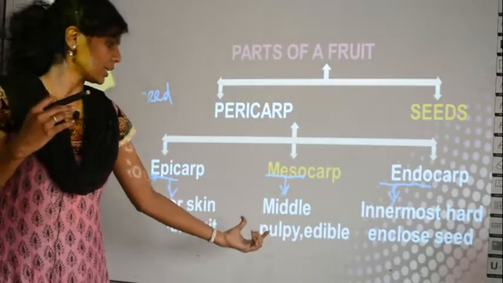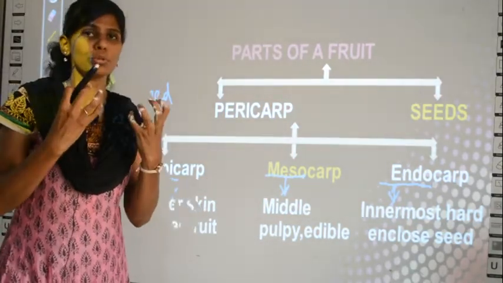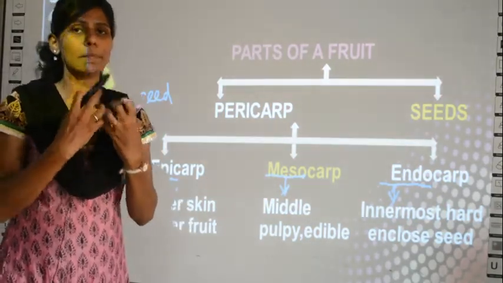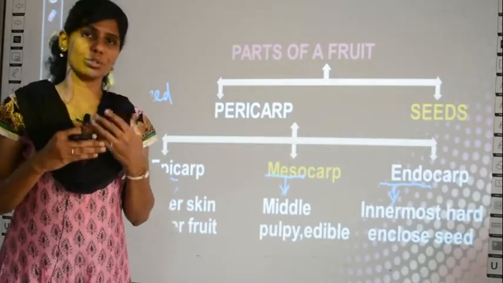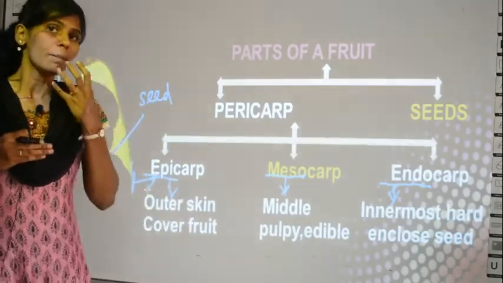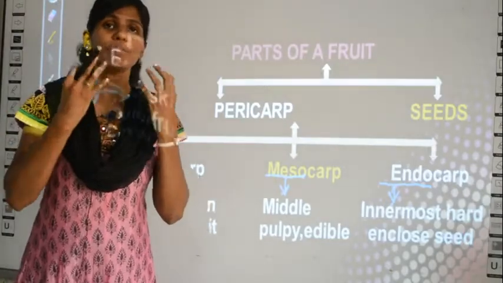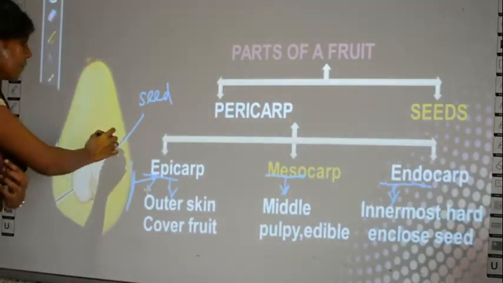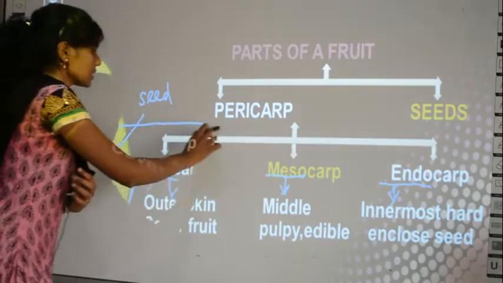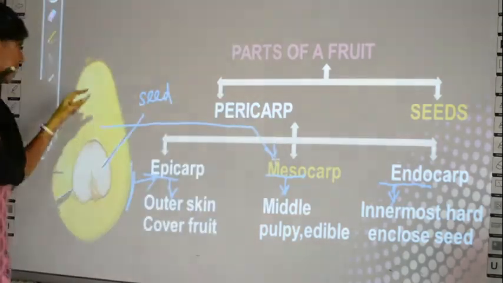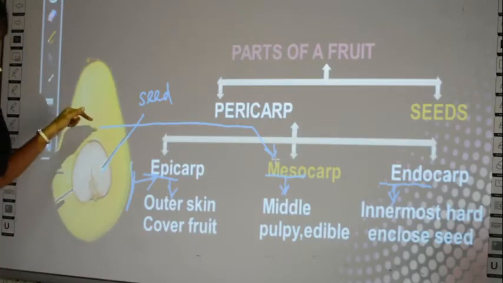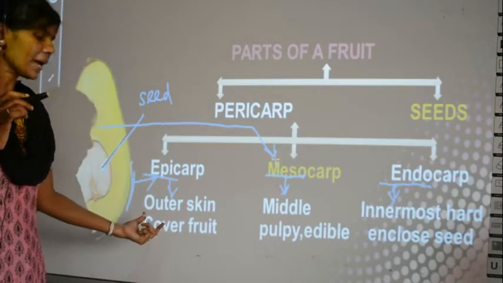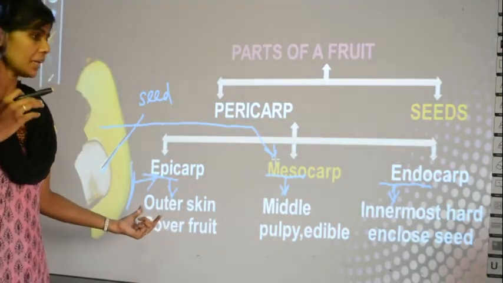The middle portion, that is the pulpy or juicy or succulent or edible portion. Edible means whatever you can eat. Usually we don't eat the skin, right? The edible portion, whatever we eat, that is called the mesocarp. So what do we eat? This portion we eat, right? So this is the mesocarp. The portion that we eat is the mesocarp, and the outer skin is called the epicarp.